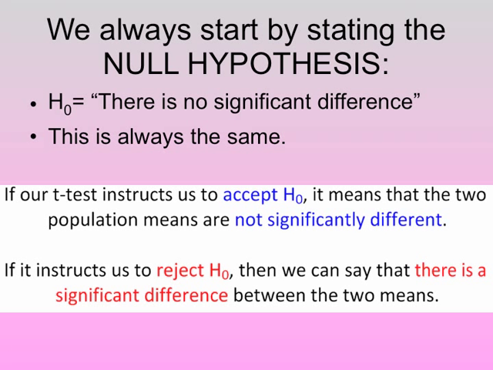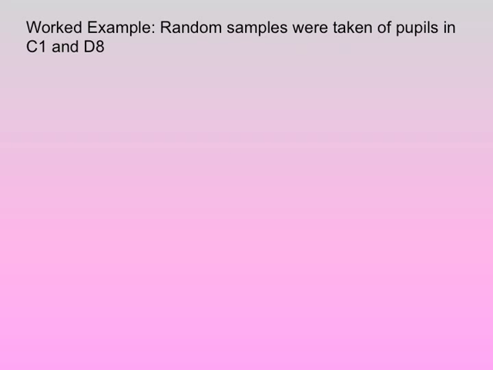Okay? If the value of t instead instructs us to reject the null hypothesis, then we can say that there is a significant difference, because we are rejecting the null hypothesis that says that there is no significant difference. Therefore, there is a significant difference. If that doesn't make sense, pause right here very quickly and read this over slowly until it makes sense. But it is quite simple. Okay, moving on. Let's look at this worked example.